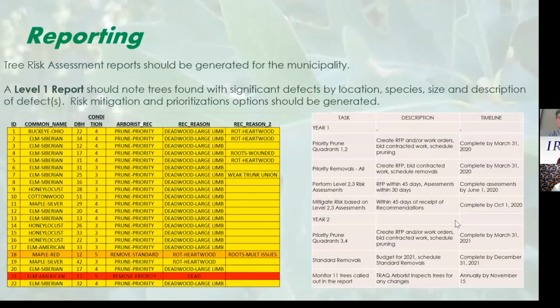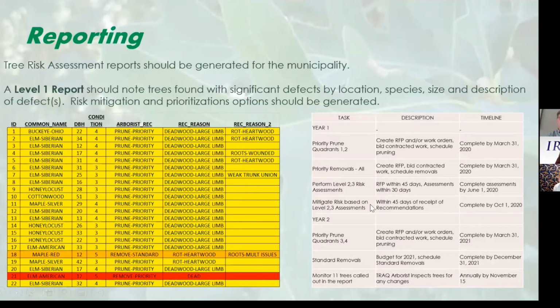So going back to level 1 reports, remember these reports are dealing with assessing risk in populations of trees. You're going to end up with a list of trees and their defects and the mitigation action that should be taken. So you have a list of trees like you're seeing on the left. You're going to have data in there. You're going to have the arborist recommendation for mitigation, because of dead limb, heartwood rot, dead tree, standing dead tree. And then on the right, because you can't get everything done at once, right?